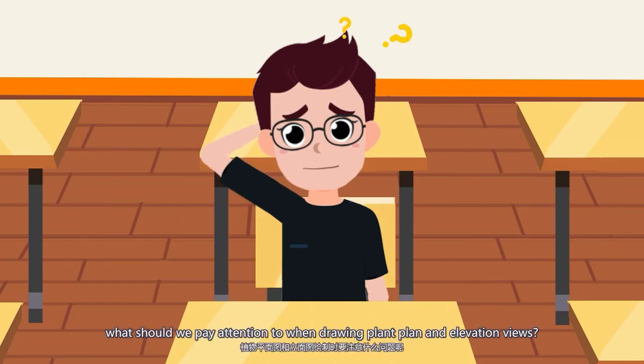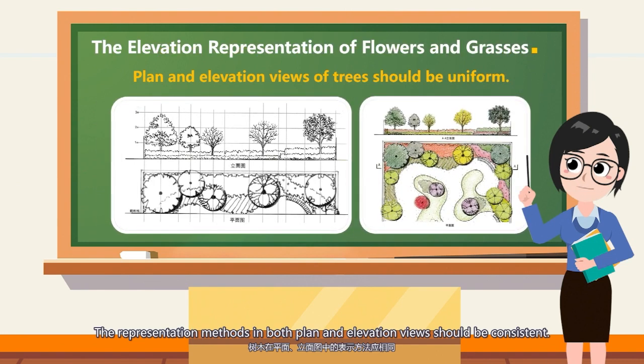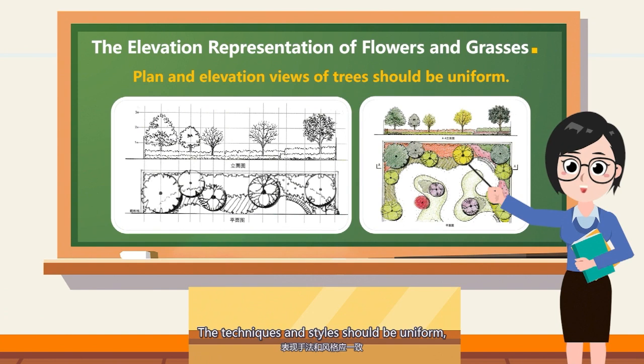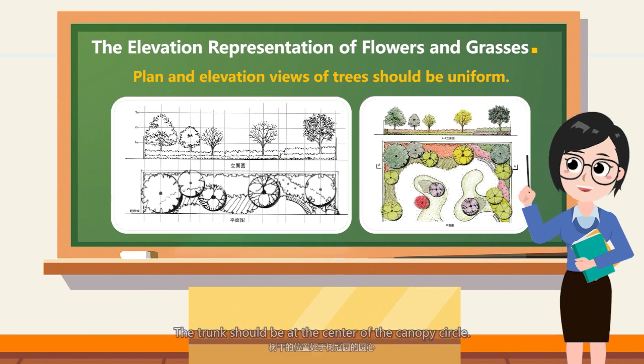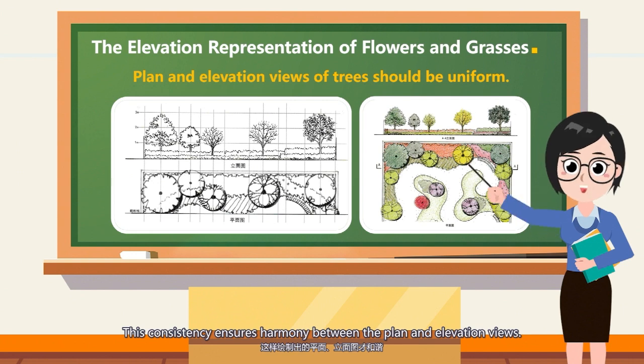Teacher, what should we pay attention to when drawing plan and elevation views? The representation methods in both plan and elevation views should be consistent. The techniques and styles should be uniform, ensuring the canopy diameter in the plan matches the canopy width in the elevation. The trunk should be at the center of the canopy circle. This consistency ensures harmony between the plan and elevation views.